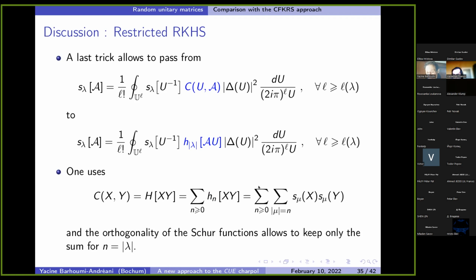So you see that if you extract n, you have h_n of xy. This is the sum of s_mu of x times s_mu of y when the length of the partition is n. So this is this h lambda of u. And why can you kill all the other terms? It's because of orthogonality. If you don't have the same size, you have no chance to be in the sum. So by orthogonality, you can take h lambda. So this is what I use. And this is very useful because you can do the rescaling that I did. Everything is polynomial.